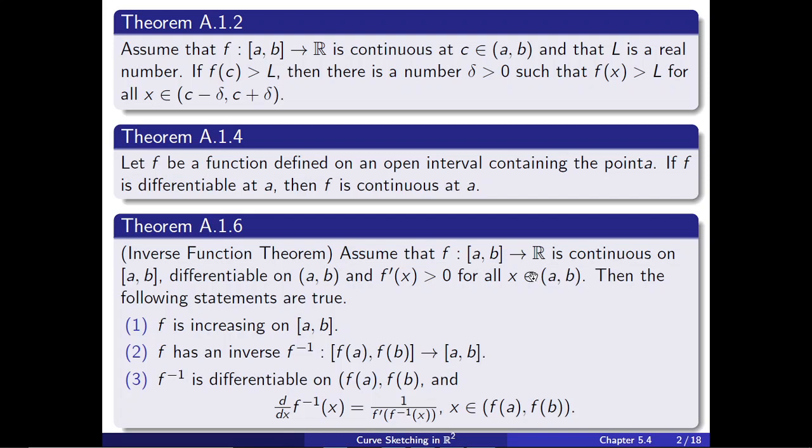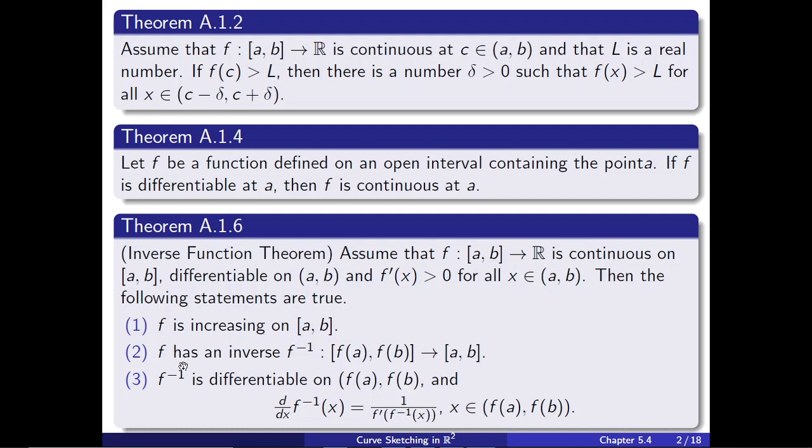And then we are going to look at the inverse function theorem, theorem A.1.6, and it says assume that f is defined on a closed interval [a,b] to R, and is continuous on the closed interval [a,b], and differentiable on the open interval (a,b), and we know that f'(x) is greater than 0 for all x in the open interval. Then the following statements are true. The first one is f is increasing on the closed interval. So if f'(x) is greater than 0, then we know that f is increasing.